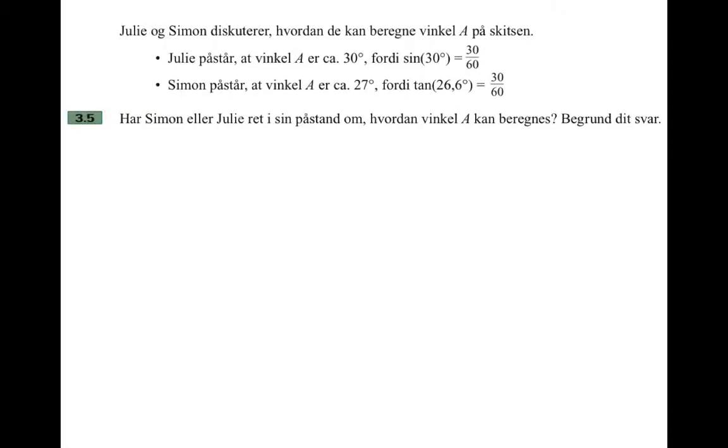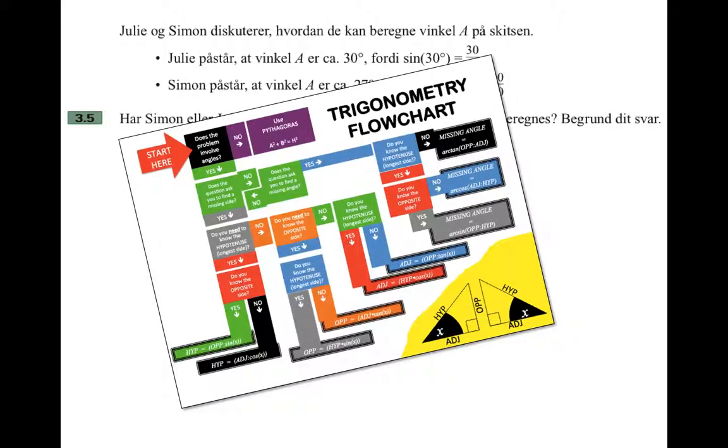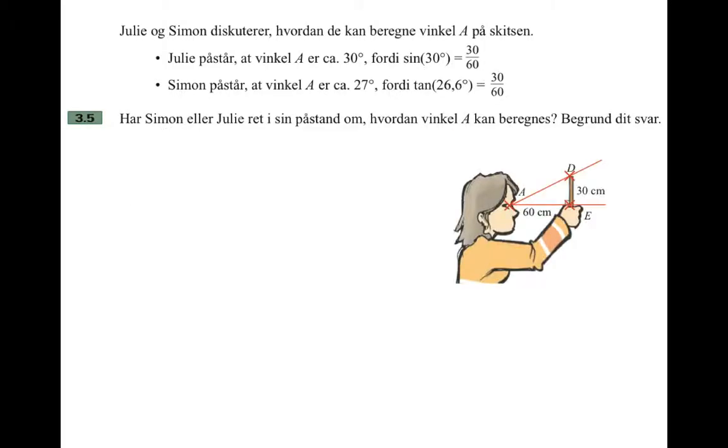Yulia and Simon are discussing how they can calculate angle A on the sketch. Yulia claims that angle A is 30 degrees because sine 30 is 30 over 60. Simon claims that it's 27 because tan 26.6 is 30 over 60. Are Simon or Yulia correct in their claim about how angle A can be calculated? Justify your answer. So you might use my little trigonometry flowchart to help you with that. You might not, but let's have a look at it.